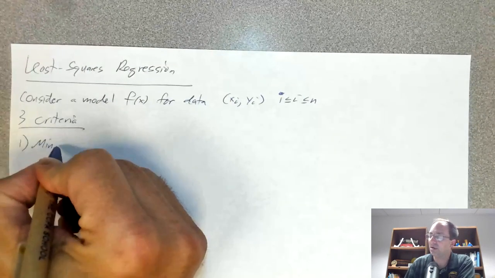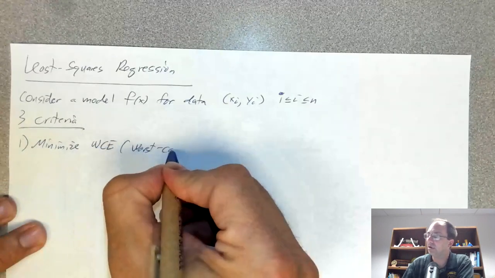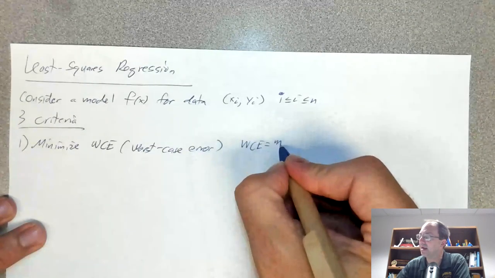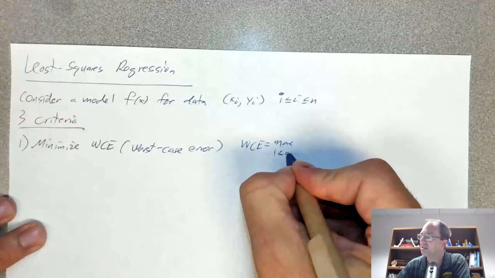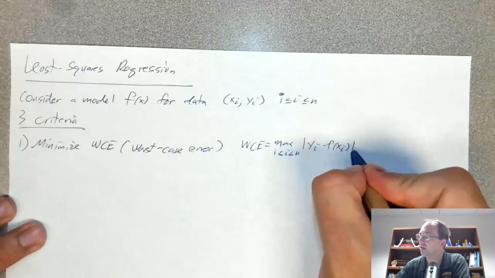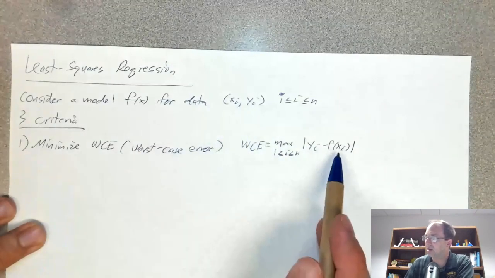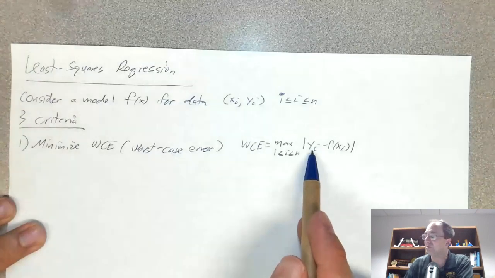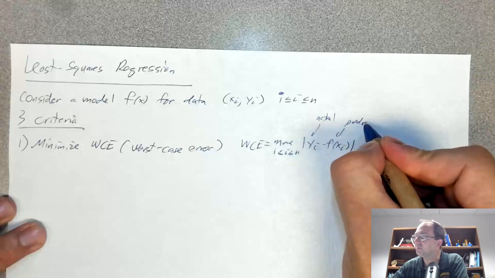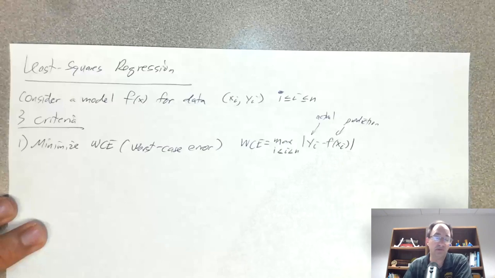So the first criteria is to minimize what we'll call WCE, or in other words, worst case error. And WCE is just the maximum, as i ranges over 1 to n, of the absolute error, y sub i minus f of x sub i. So if you think about if the data point is at x, y and I have f of x as my model, then f of x sub i is my prediction. This is my actual. And so the difference between those two is a measure of how good my model is, and I would like that to be 0 or close as much as possible.